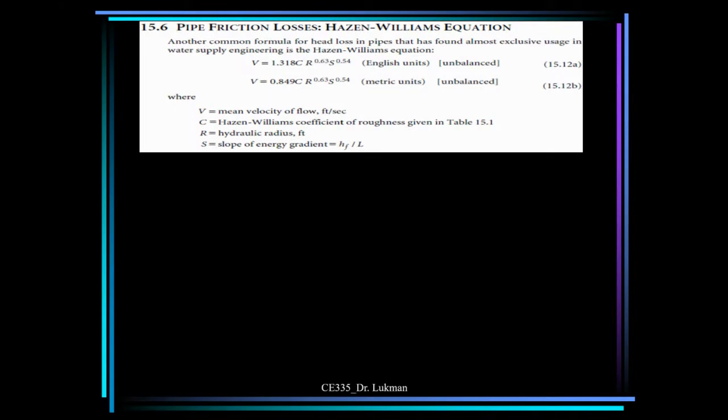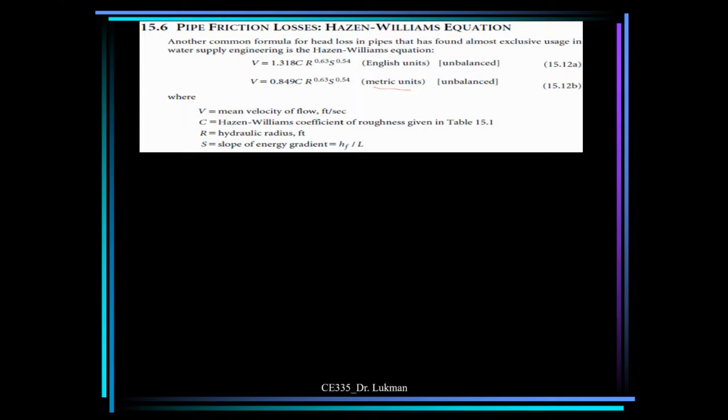Now, another formula for the friction head loss is called the Hazen-Williams equation. We abbreviate it as HW. The other one is DW, and this one is Hazen-Williams. It's also another common formula for the head loss in pipes that has found almost exclusive usage in water supply engineering, and it is also empirical. This is based on the metric units. C is the Hazen-Williams coefficient of roughness, which is similar to the Chezy coefficient, and R is the hydraulic radius.